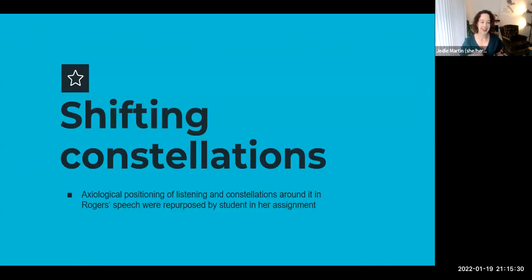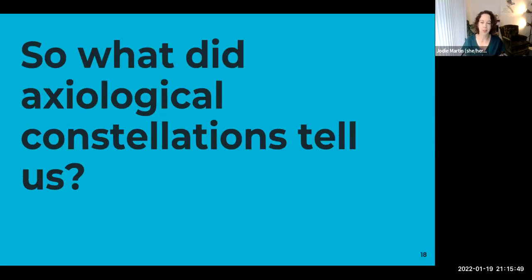So what we see are shifting constellations. The axiological positioning of listening and the constellations around it in Rogers' speech were repurposed by the student in her assignment for her own purposes, to describe her own experiences. So methodologically, what did axiological constellations tell us? One thing I like about this project is we actually did look at the stimulus as well as the student text, and we can see how these constellations, these values, are taken and shifted between them. It also shows how reflective writing can take different forms, present different bases of legitimacy, and how different values can be represented for different people, for different audiences.